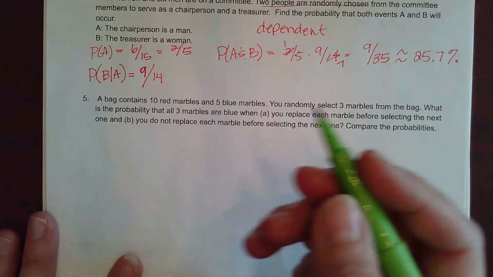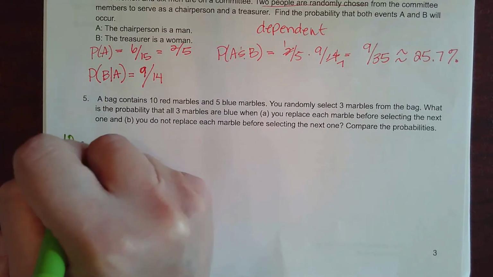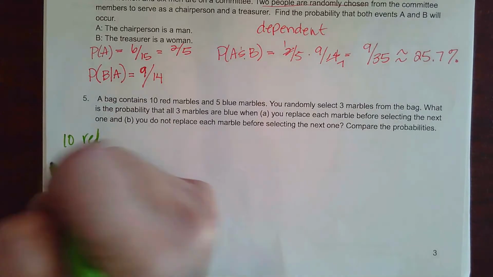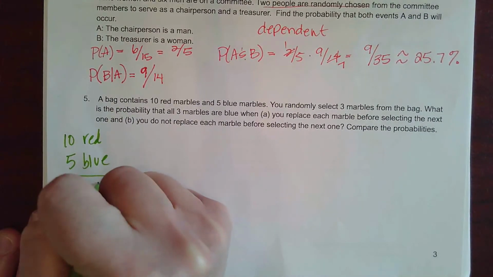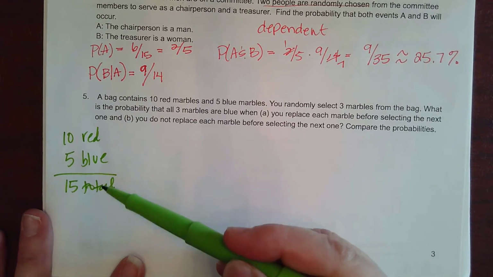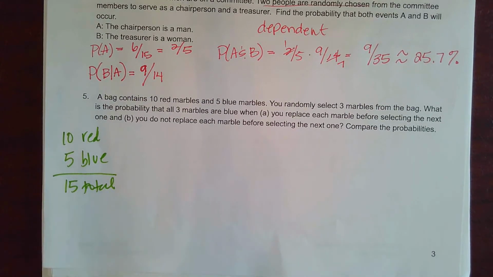So if I have 10 red marbles, so 10 red, I like to write down what we have, 5 blue. Okay, great. So that gives me a total of 15. So whenever you're doing a probability, you do need to know the total, right? Because it's always number of favorable outcomes over number of total outcomes.